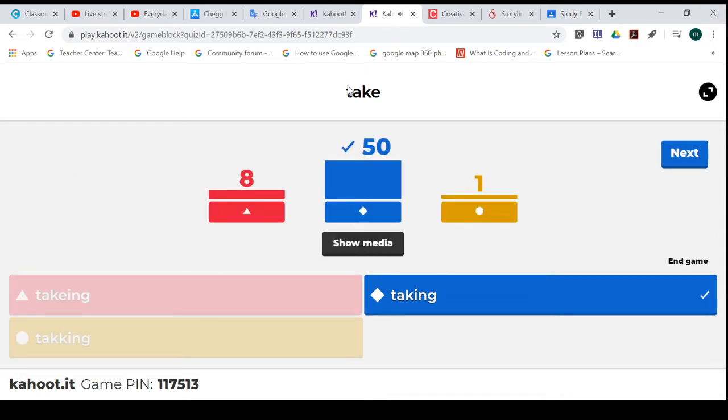Of course. So, this is the one rule for ing, isn't it? It's so easy to remember. If your word ends in E, you just drop it, move it out, and then add ing. So, take with the E, drop the E, plus ing. I think we can all agree that is super, super easy to remember. So, taking. No E.